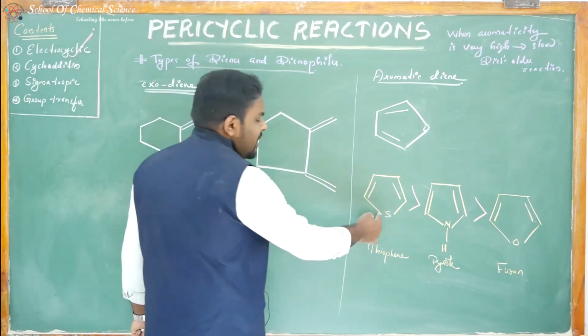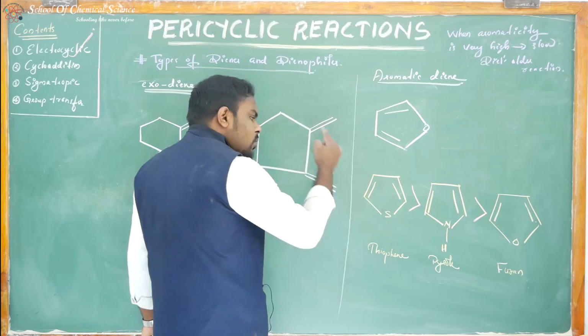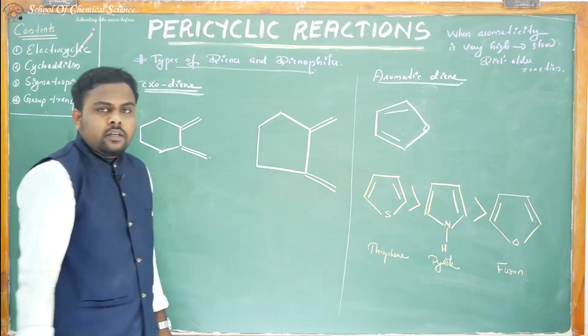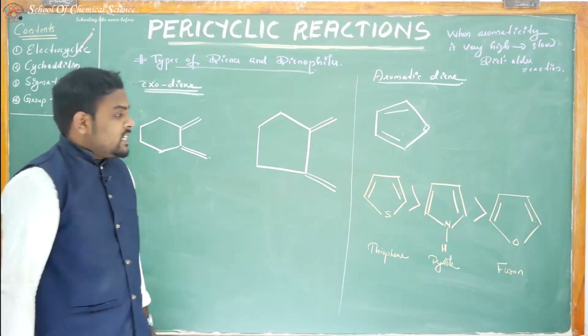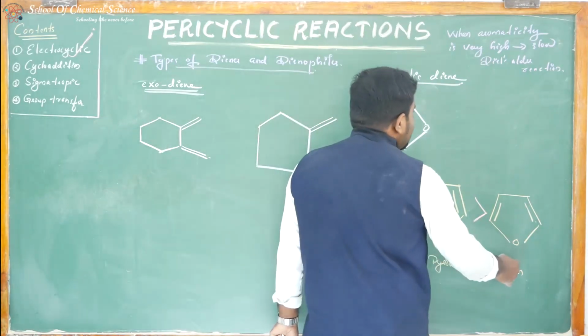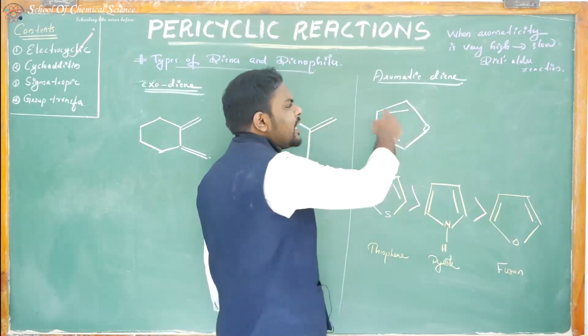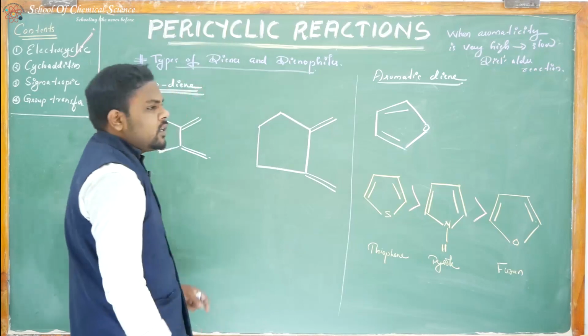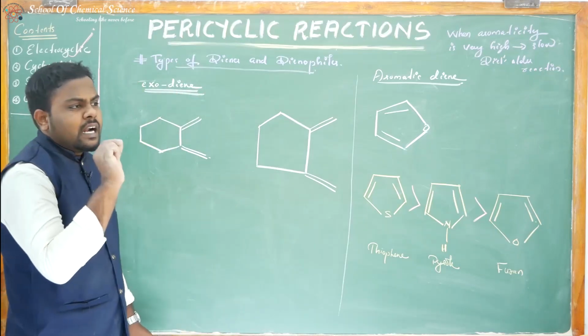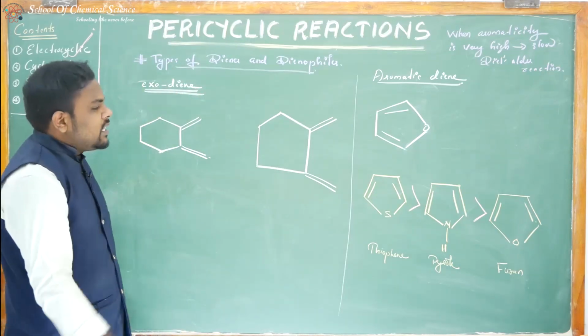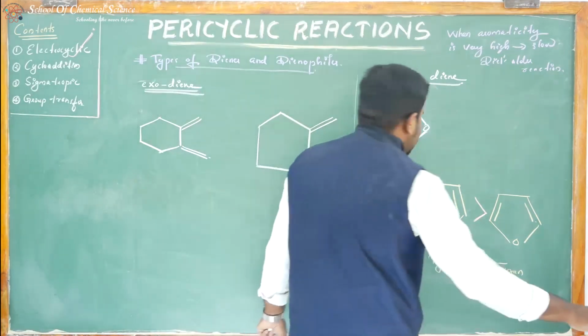Highest aromaticity means thiophene shows slow Diels-Alder reaction, but furan is the least aromatic. So furan is a typical example of an aromatic compound which shows the Diels-Alder reaction. Furan is a typical diene which shows the Diels-Alder reaction.